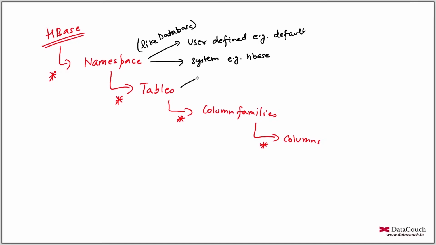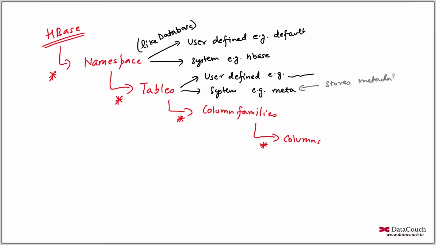And tables, in HBase, there are again two types of tables. One is user defined, another one is system table. So for a user defined table, you can give any name, your own name, yeah. And system table, let's say the meta table. This meta table actually stores the metadata of HBase, and it is also stored on the cluster.